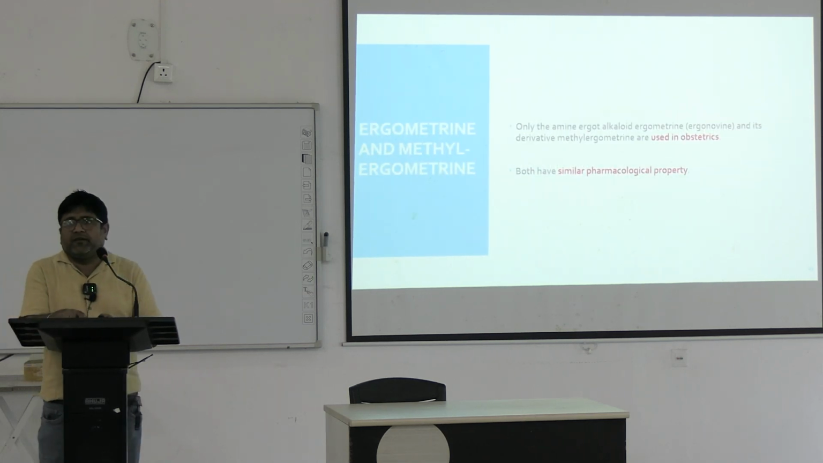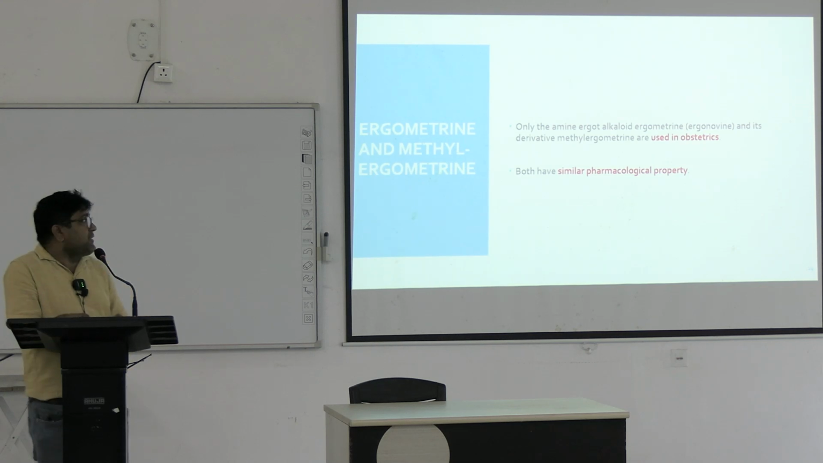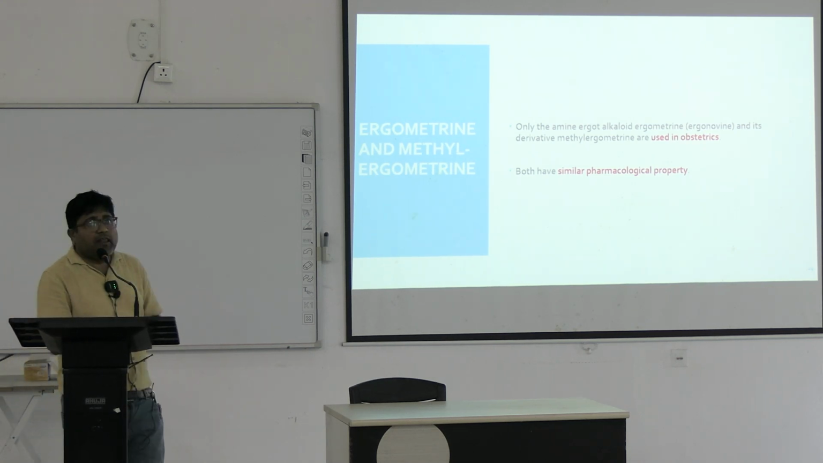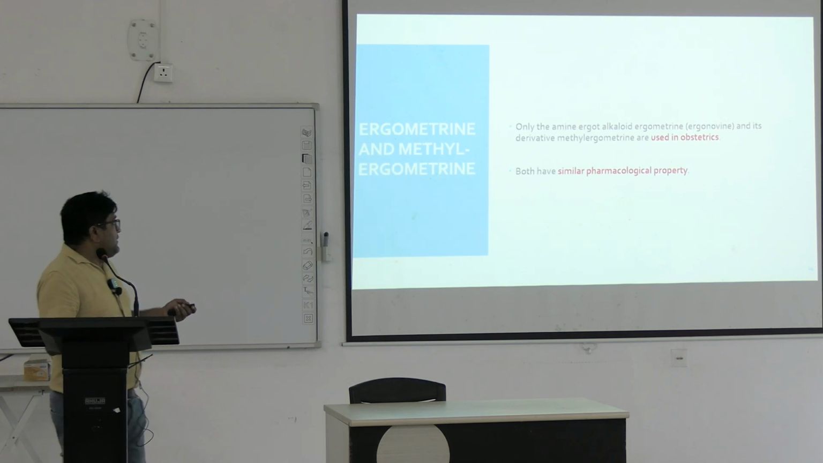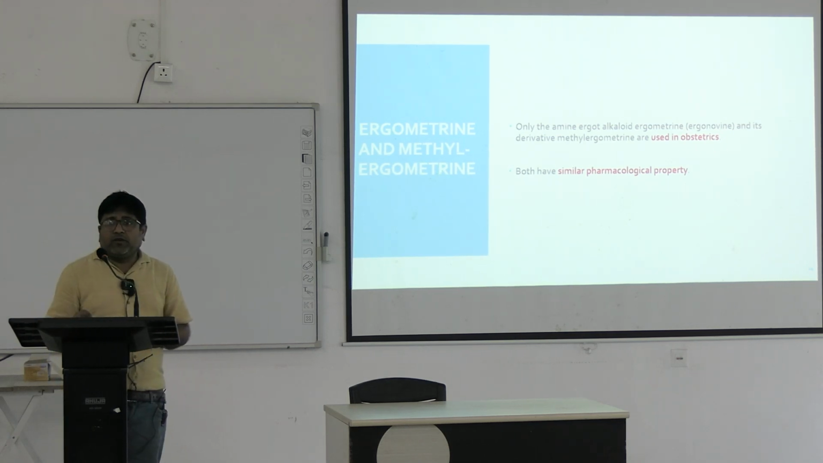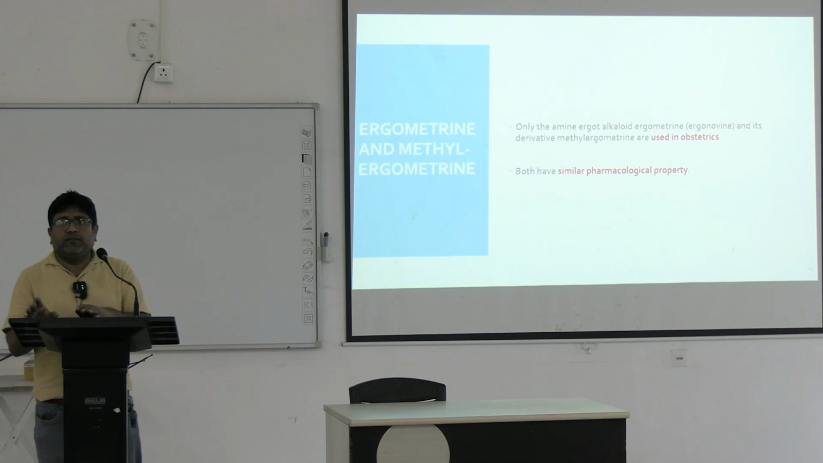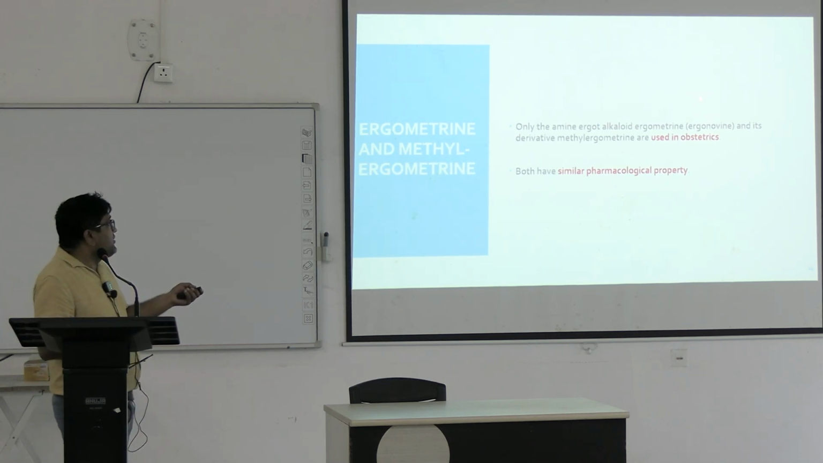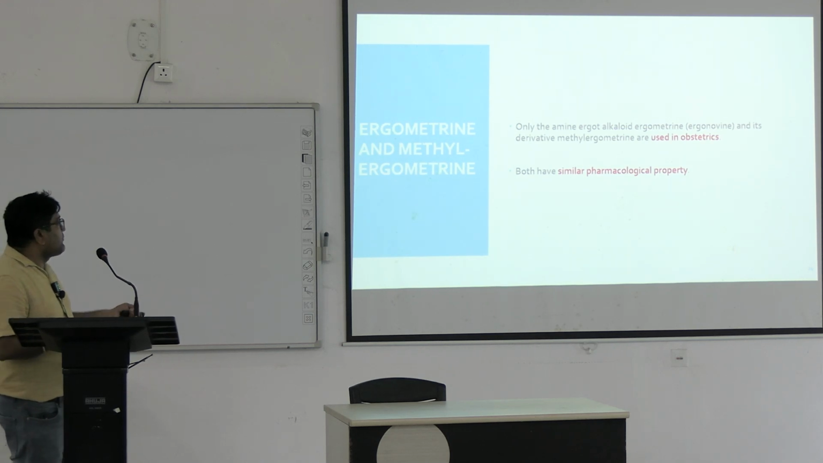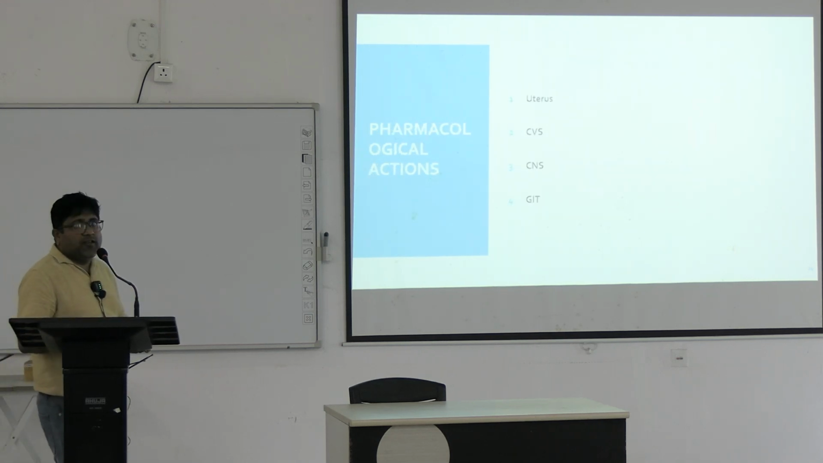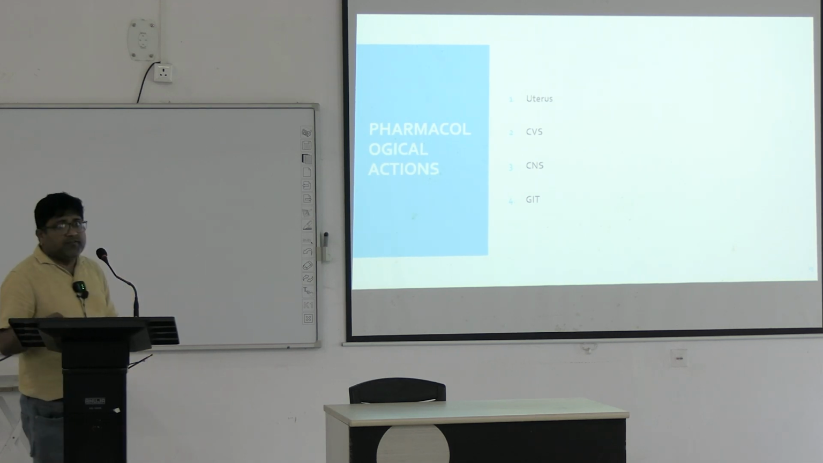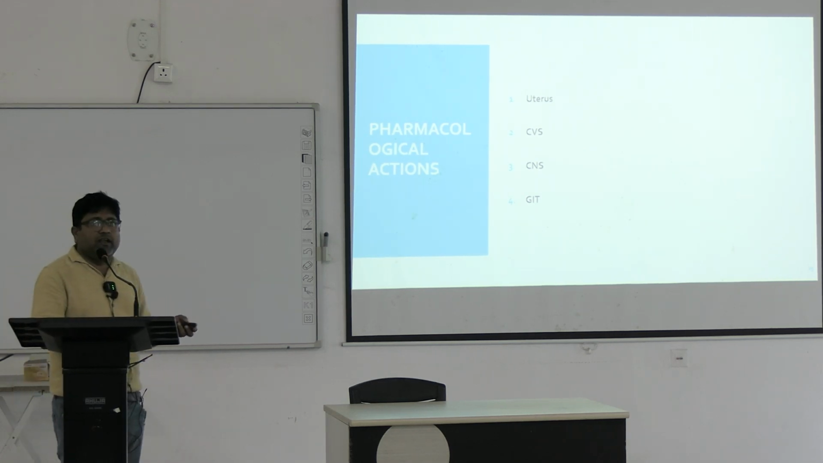Coming to the next topic, Argometrine and methyl Argometrine. These are basically amine ergot alkaloids. They are used mainly in obstetrics. Ergotamine is mainly used for migraine patients, and Argometrine is mainly used in obstetrics. Both have similar pharmacological properties. Pharmacological actions are on the uterus, cardiovascular system, central nervous system and gastrointestinal system.